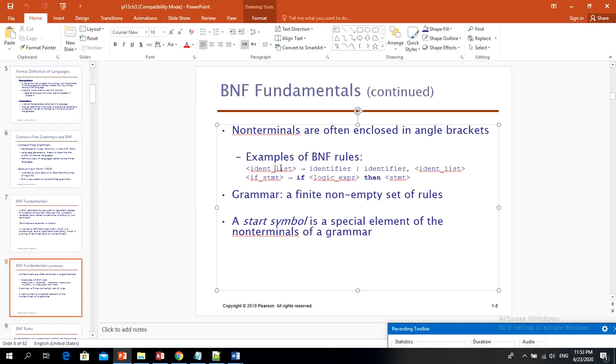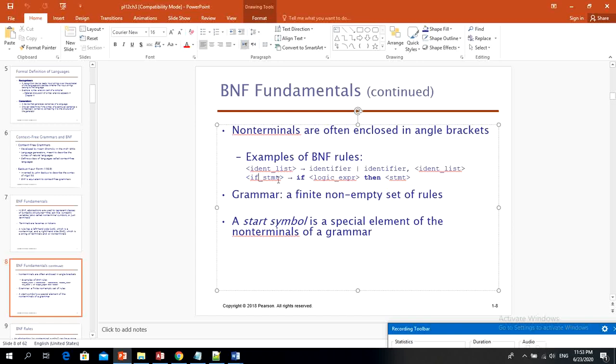So the identification list will be here, or the statement is going to be here, between the opening angle bracket and the closing angle bracket, that determines the identifier, and the identifier list as well. So kind of like a recursion here. So an if statement, for example, is being explained like this.